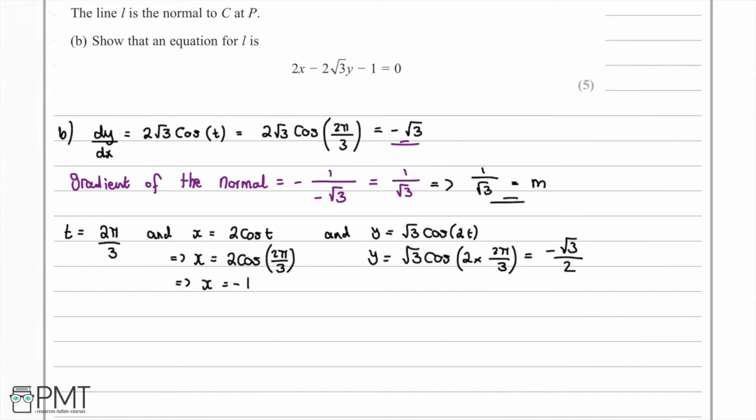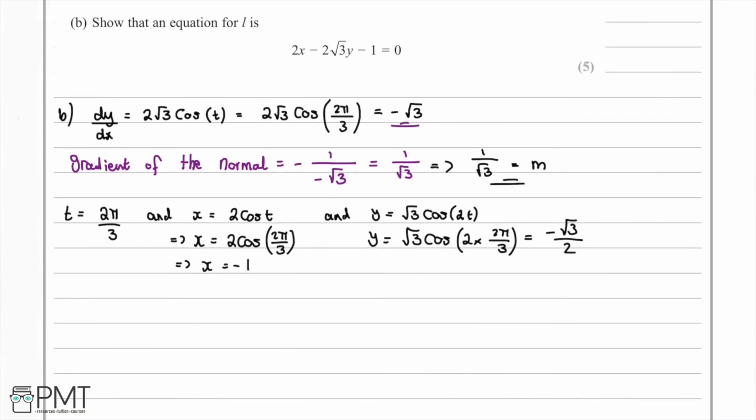We now have all the ingredients to be able to work out the equation for L. We have our gradient, 1 over root 3, our x coordinate, negative 1, and our y coordinate, negative root 3 over 2. So we'll now use the equation of a line to proceed. We have y take away negative root 3 divided by 2, and this is going to be equal to m, which is our gradient. So 1 over root 3 multiplied by x minus negative 1.